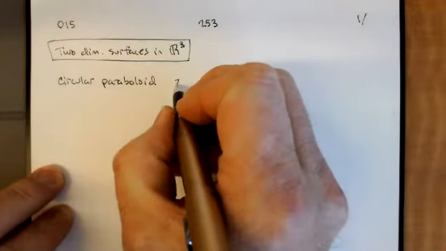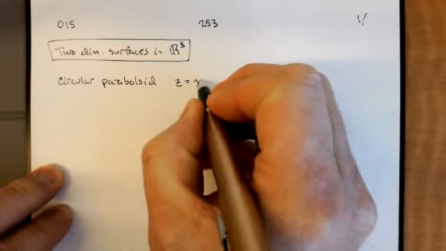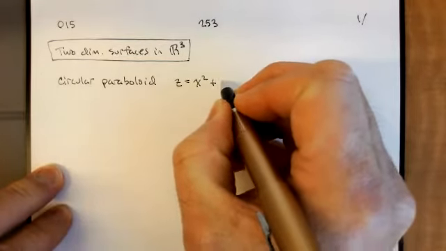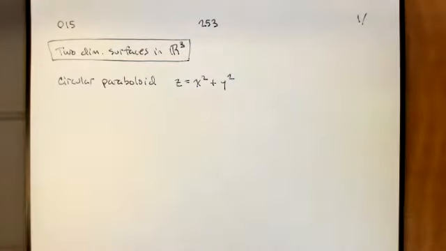Z is x squared plus y squared. We want to start with this so that we could see how, because we'll easily be able to picture what this looks like. And we want to see how we can break this apart.